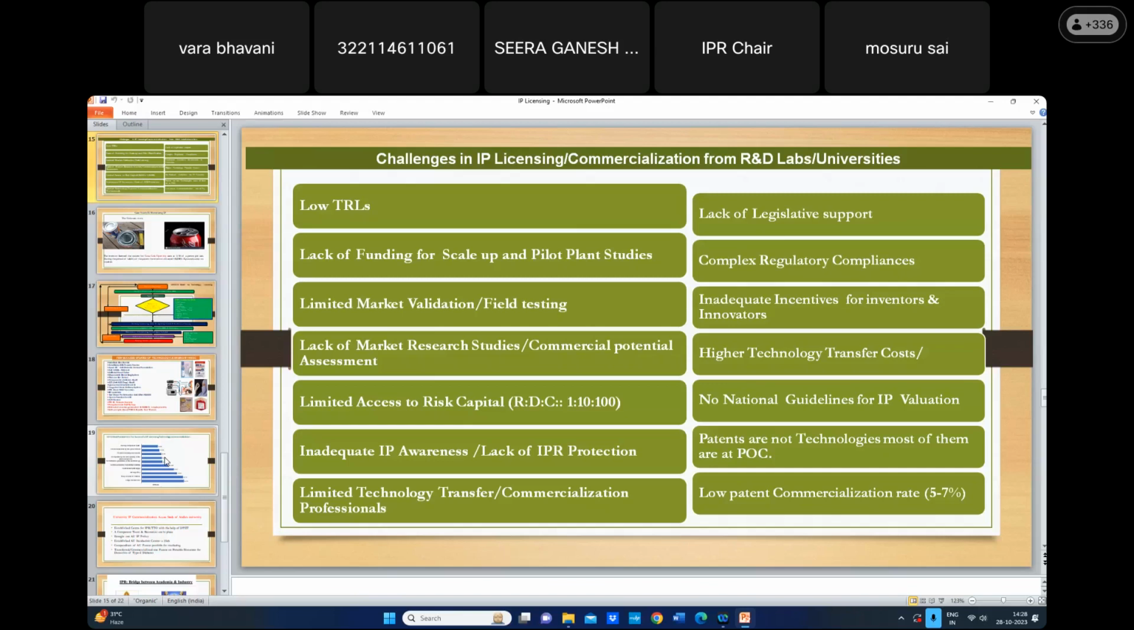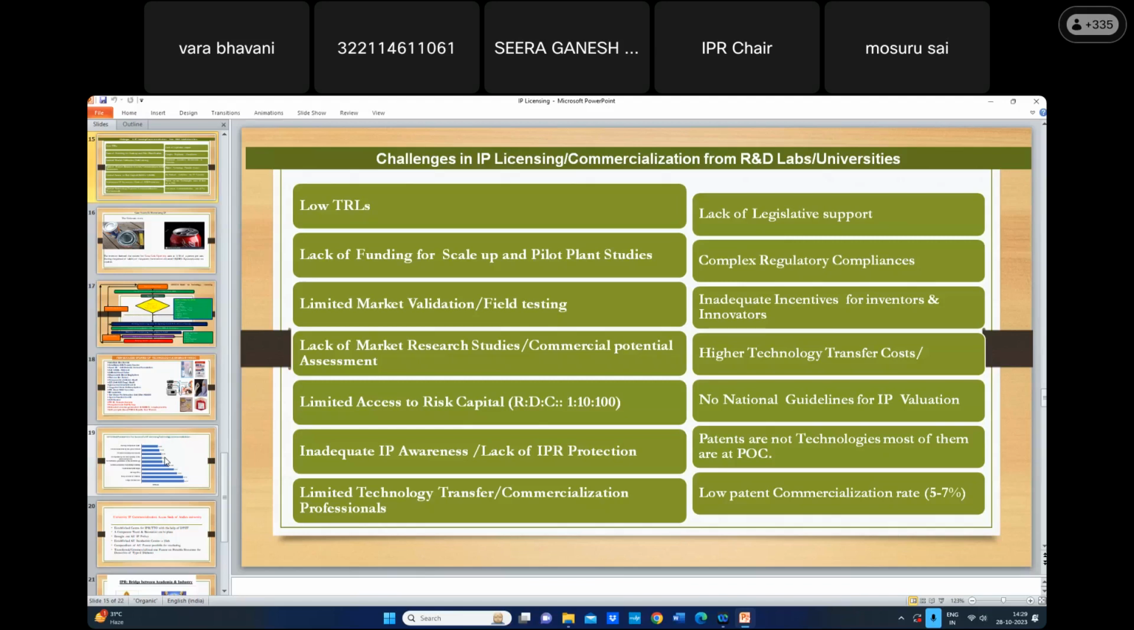And lack of funding for scale-up and pilot plant studies. How do you raise the TRL level? It is possible only by scaling up the production unit, from laboratory to bench to pilot to semi-commercial, then commercial. Most of these studies require a lot of funding, and there is not much funding available. That too we need risk capital, because we are not sure whether we will be successful in our endeavor or not. So risk capital availability is very limited in our country, and there is limited market validation and field testing.